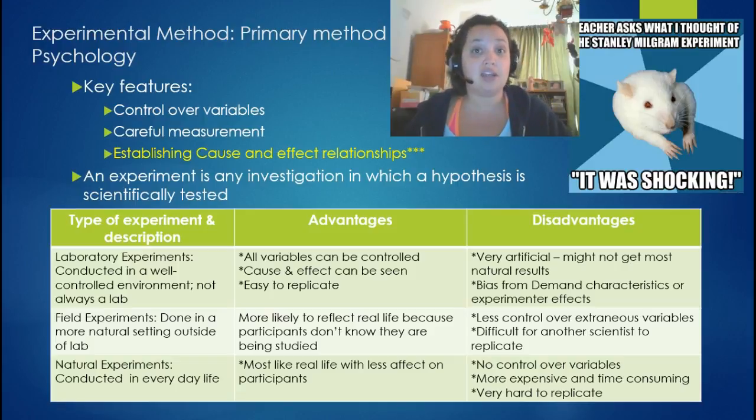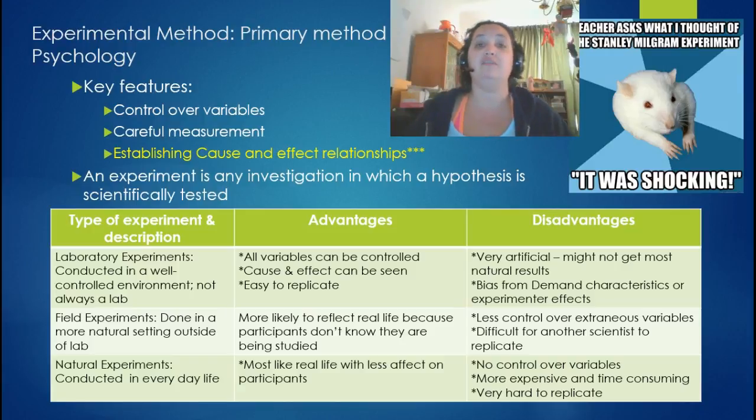You know exactly what's going to happen, when it's going to happen. Cause and effect is very easy to see. It's extremely easy to replicate, so you can have your results tested and validated. It's very artificial though. That's the problem. When you're in a lab, you might act differently than you would, say, out on the street.